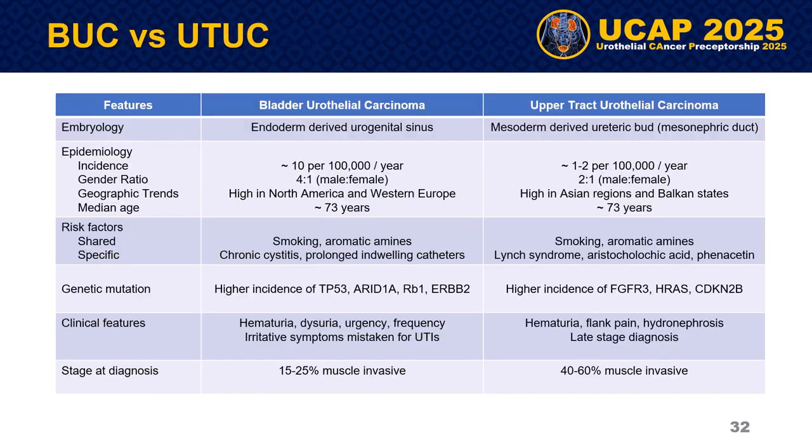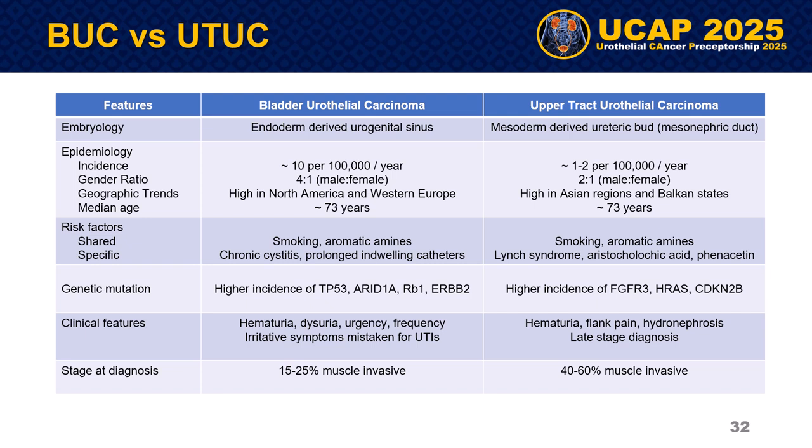Let us now compare the biology of urothelial carcinomas arising in the bladder against those arising in the upper urinary tract. Bladder urothelial carcinomas arise from the endoderm-derived urogenital sinus, while the upper urinary tract urothelial carcinomas originate from the mesoderm-derived ureteric bud, and this comes off the mesonephric duct. These two distinct embryological origins contribute to the differences in their biology, genetic profiles, and clinical behavior.